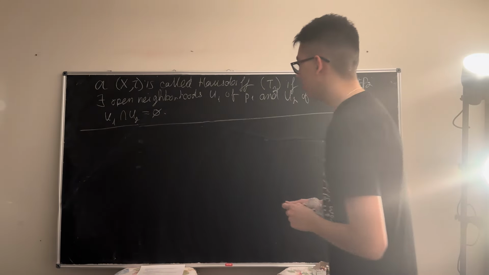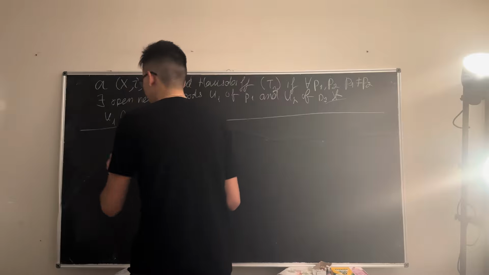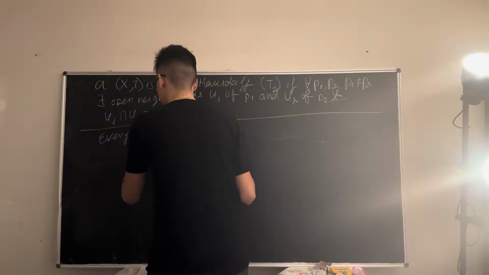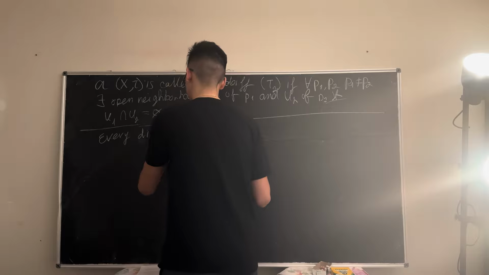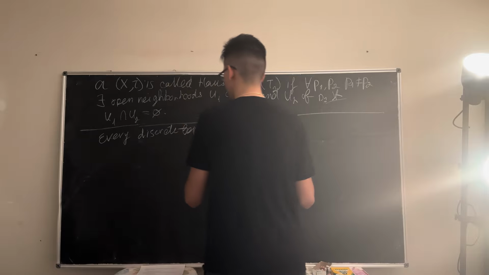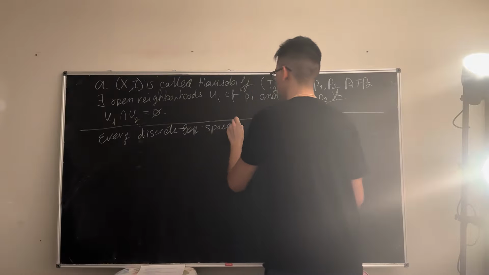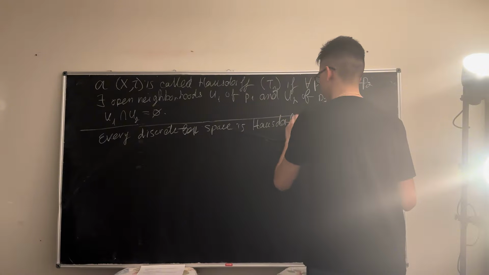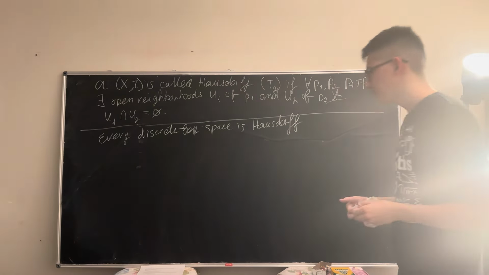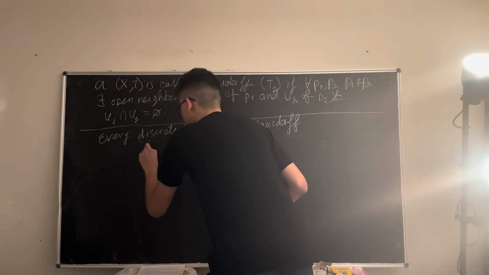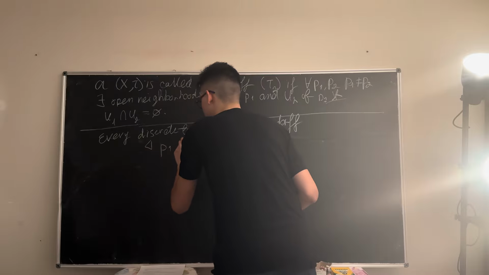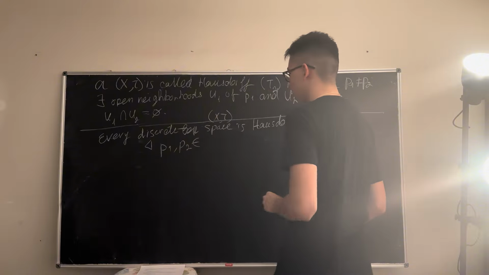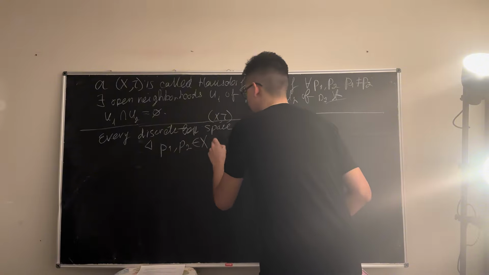Now the next example of Hausdorff spaces is a little easier, and it states that every discrete topological space is Hausdorff. Now, to prove this, consider any two distinct points P1 and P2 in X. So space X with topology tau, as always. Consider two points that are distinct.